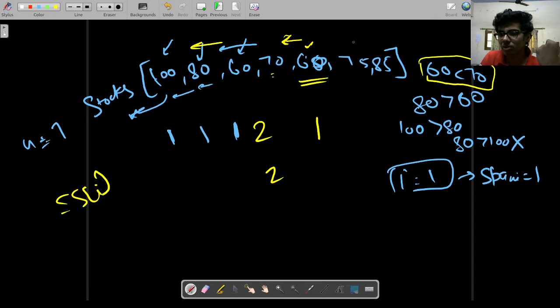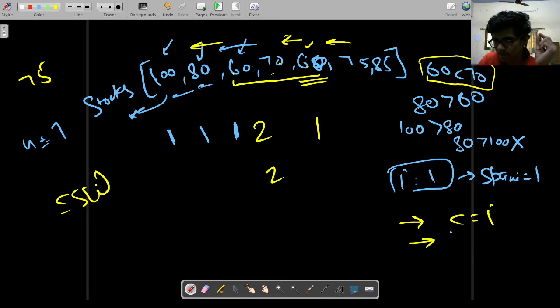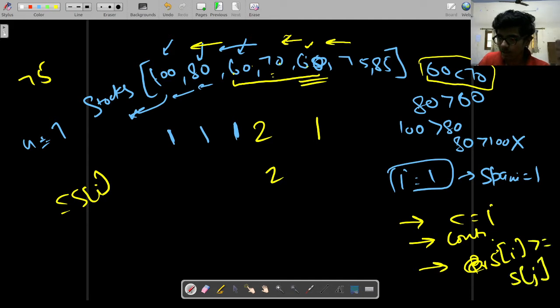So when I come over to 75, I see that 60 is present, then 70 is present, then 60 is present, right? So these 3 elements are present which are less than or equal to 75. And we need continuity, such that stock of I is greater than or equal to stock of J, right? So we want this element to be greater than its previous. So only 3 elements are there. So if I include this also, it is going to be 4.